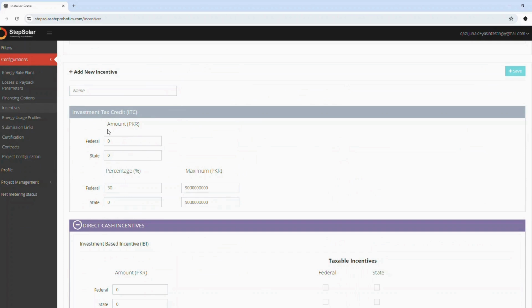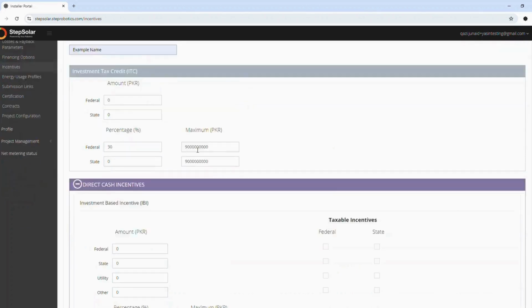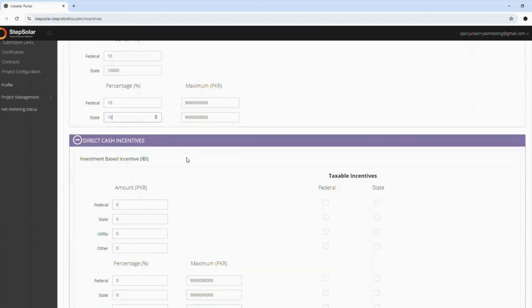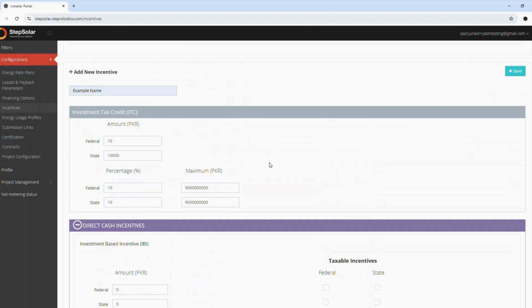The investment tax credit, ITC, is a federal or state incentive that reduces the amount of tax owed based on the investment made. This credit can be a significant benefit for clients, providing financial relief by lowering their overall tax liability. Credit amount. Enter the credit amount in PKR that you receive from either federal or state authorities. Percentage. Input the credit amount as a percentage of the total investment.